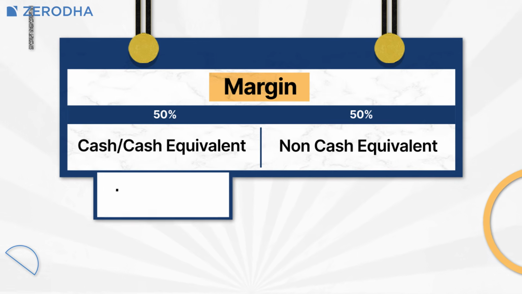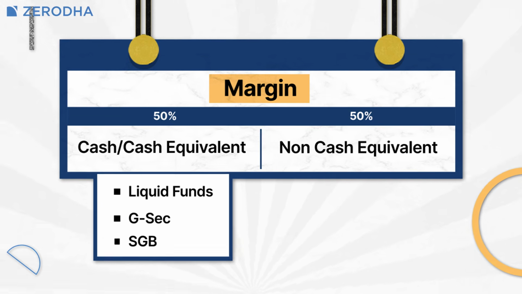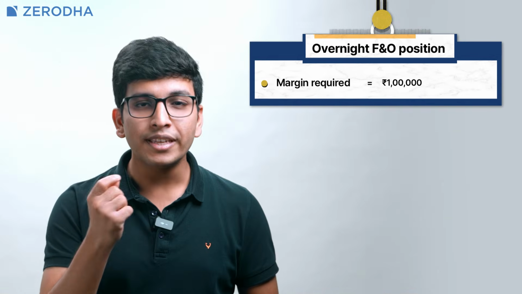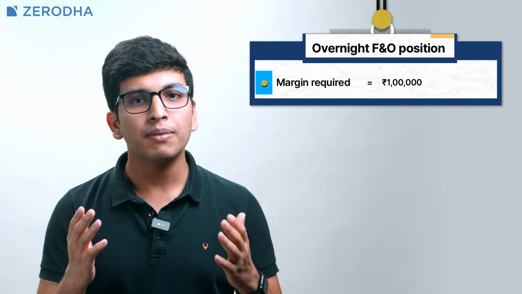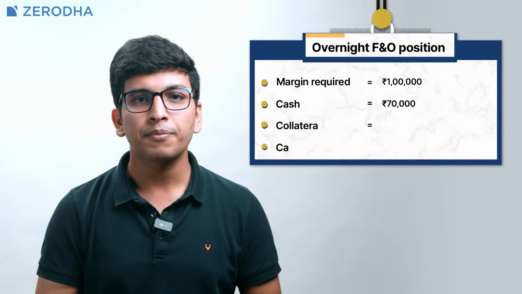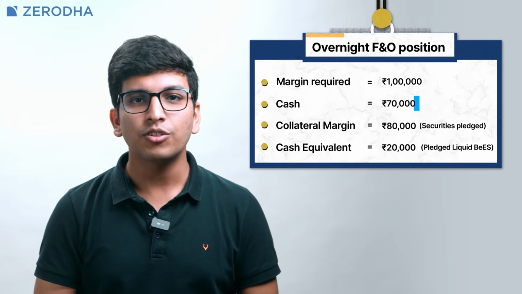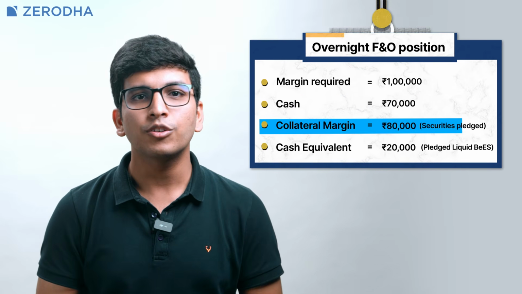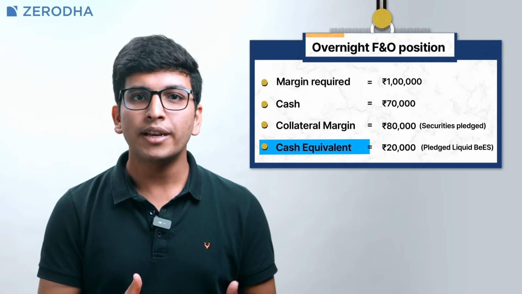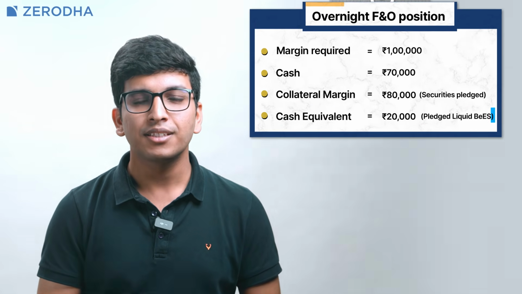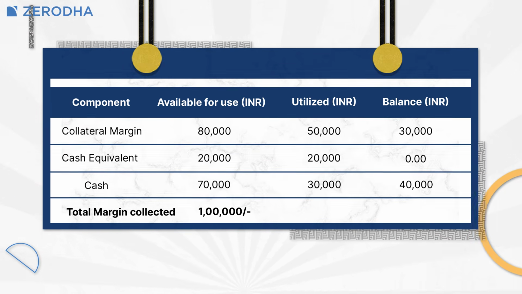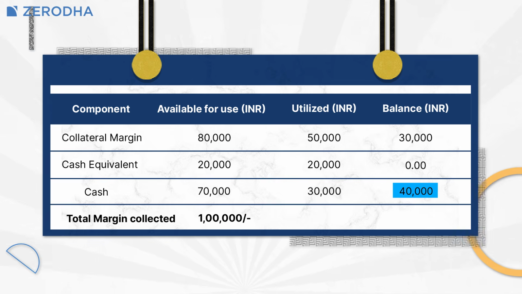Margins received from pledging liquid funds, G-Secs, sovereign gold bonds, etc. are considered cash equivalent. For example, assume you initiate an overnight F&O position that requires a margin of Rs 1 lakh. Before initiating the F&O position, you have the following. You have cash Rs 70,000, collateral margin Rs 80,000 from securities pledged after applying the required haircut, and cash equivalent Rs 20,000 from pledged liquid funds. Here is how the 1 lakh for the F&O margin will be accounted for. This will leave you with the withdrawable balance of 40,000 rupees.